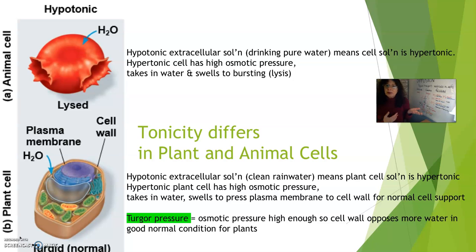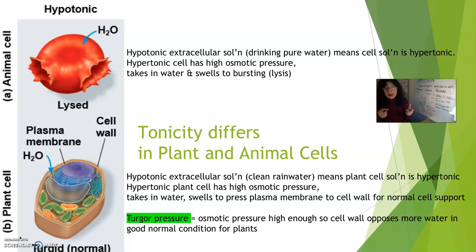Let's see what happens in plant cells when they have a hypotonic extracellular solution. Well, what would that be? That would be very clean rainwater in this case. So sometimes rainwater comes in and it has dust with it, and sometimes rainwater comes in and it has salt spray from the ocean with it, and sometimes rainwater comes in and it has acid in it for acid rain. But if we have really clear rainwater that has no solute in it at all, it is going to be a hypotonic solution for that plant cell.